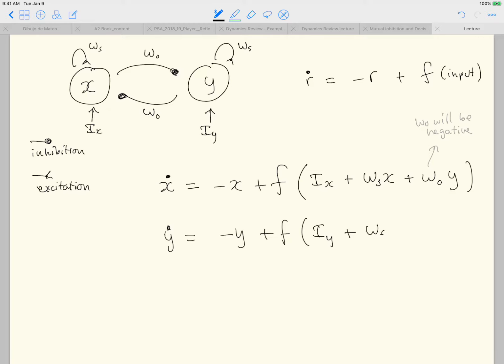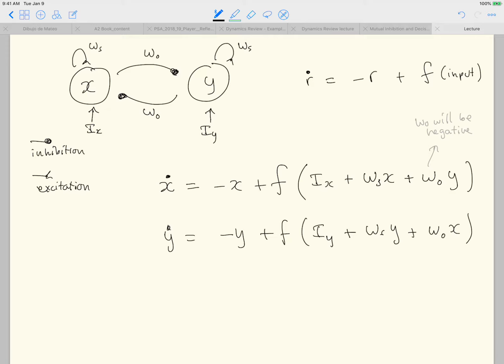And the self-feedback is not X, but it's now Y. And the mutual inhibition is not from Y, but is now from X. Those are our equations. Those are the things that we're playing with. And once we've got these equations, we can do all the tricks that we've learned to do. In particular, we can use Euler to simulate them. So that's something that they do in this paper a lot.